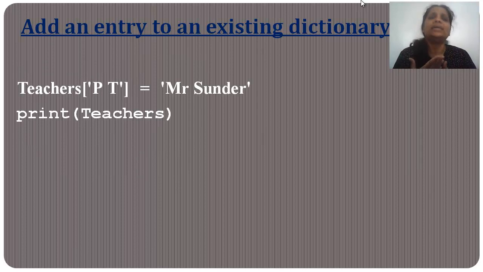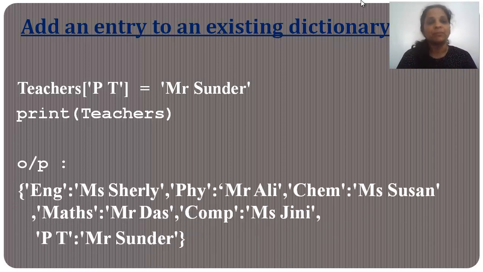Okay. Now how do you add something into an existing dictionary? You write the name of the dictionary, that's teachers, and now I want to add a key named PT. So I specified the key in square brackets and I wrote is equal to Mr. Sundar. So the new key that I'm creating is PT. The value associated with that key is Mr. Sundar. Now what happens when I print the teachers dictionary? All the other values continue to remain the same. Can you see a new introduction of a key called PT and the value associated with it as Mr. Sundar? So that's how you can add something into a dictionary.